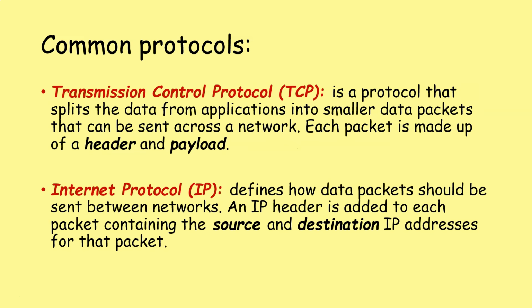TCP, Transmission Control Protocol. This is a protocol that splits the data from applications into smaller data packets that can then be sent across a network. Each packet is made up of a header and a payload. Internet Protocol, IP, defines how data packets should be sent between networks. An IP header is added to each data packet containing the source and destination IP addresses for that packet.